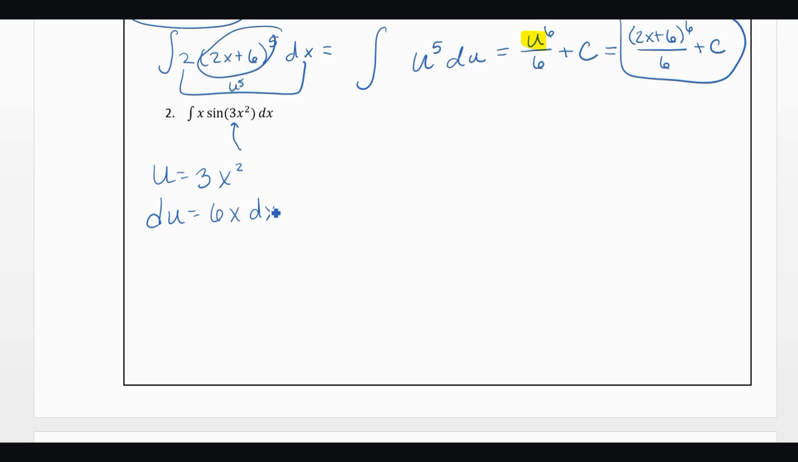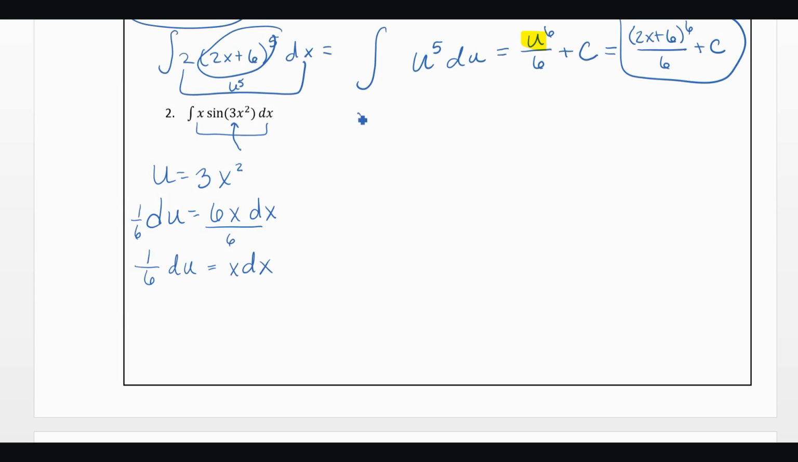Now, we don't have 6x dx, we only have x dx. So we always want this right-hand side to match what we have up here in our integral. When we just have a constant that's different out in front, we can divide both sides by 6, multiply by 1/6, and we can say that instead of plugging in du, we're going to plug in 1/6 du.